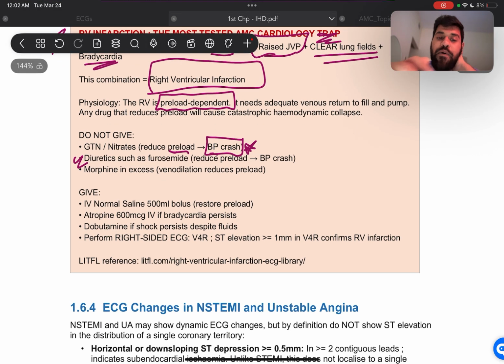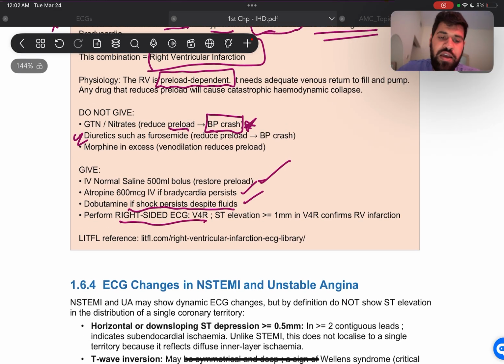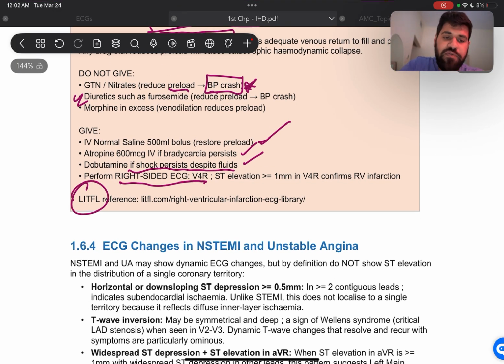However, we do give normal saline, because increasing the volume means increasing the preload. We do give atropine. We give dobutamine, especially if shock persists despite fluid, and then perform a right-sided ECG. Where we see ST elevation of more than 1 mm in V4R, that is going to confirm a right ventricular infarction. The references for it have been taken from lifeinthefastlane.com, because they have the best ECGs available that I could find.